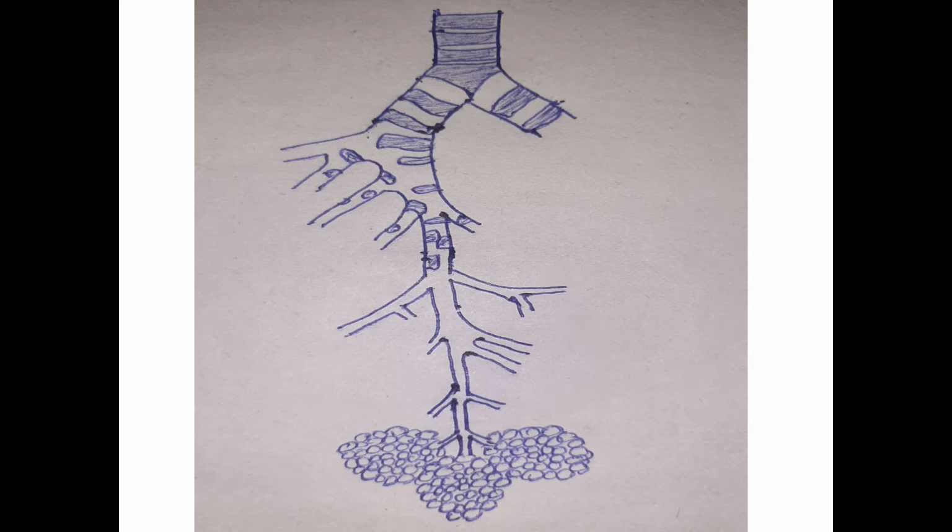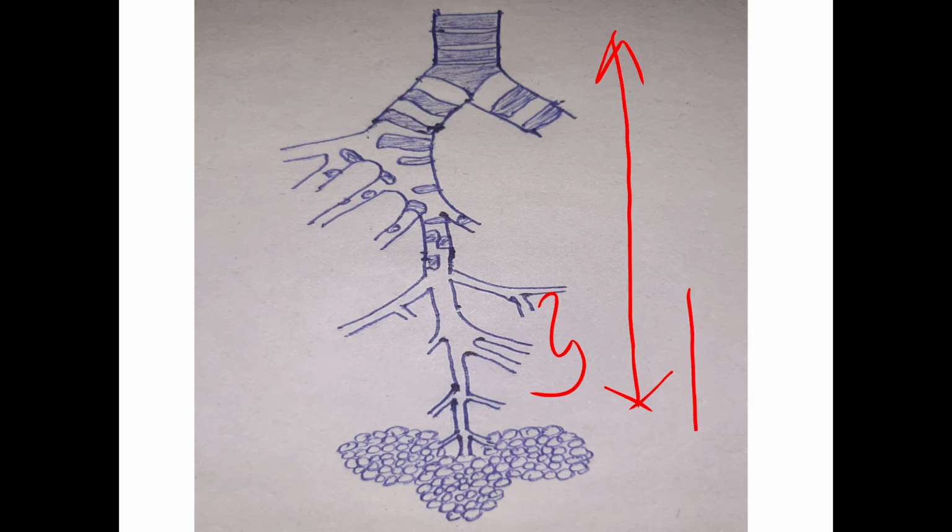So from the trachea to the respiratory bronchioles, here are the respiratory bronchioles, right? From the trachea to the respiratory bronchioles, this is the passage for air conduction, whereas from the respiratory bronchioles to the alveoli, it is the passage for gas exchange.